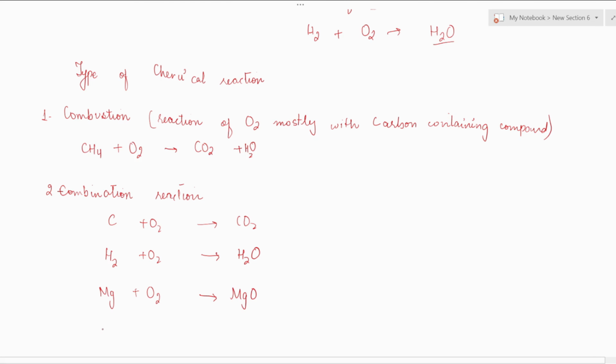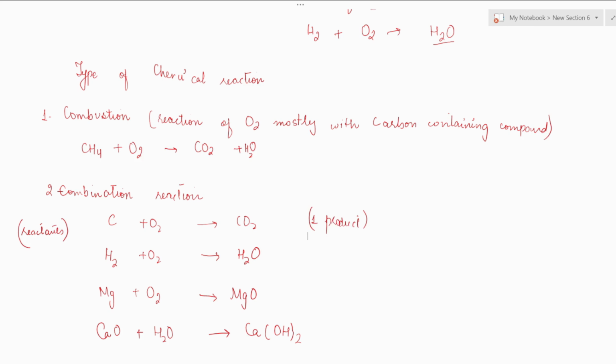There are many, like you can combine calcium oxide and water, and it can make calcium hydroxide. If you observe all these examples, basically two reactants, we call these things reactants, are combined together to make one product. It's a very simple reaction. There is nothing tough in it.